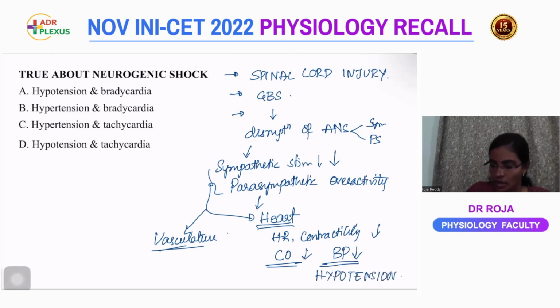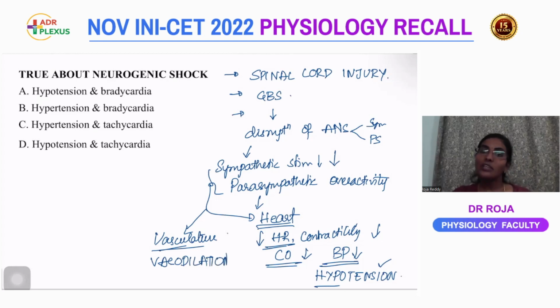And then coming to the vasculature, what are the effects on the vasculature? And also, heart rate. Heart rate is also reduced. Hypotension is seen, and also bradycardia. And then coming to the vasculature, since the sympathetic innervation is disrupted, there will be vasodilation.